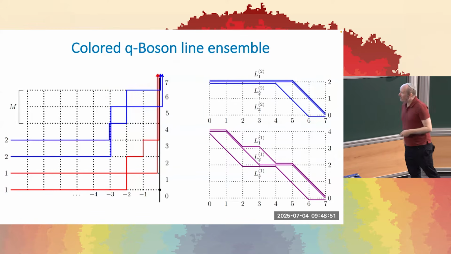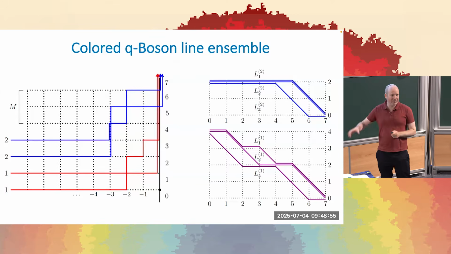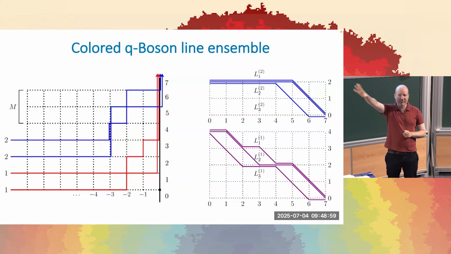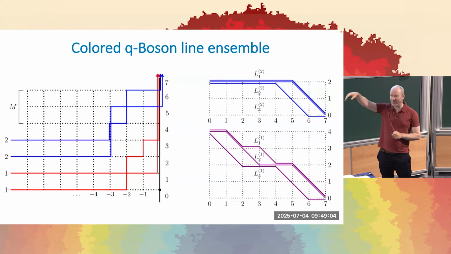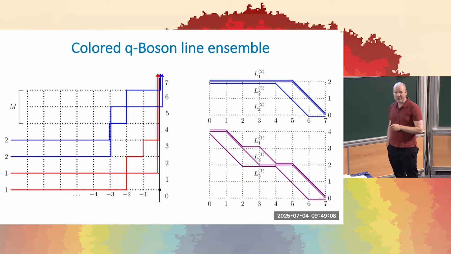Now, at this point, it's good to pause and say, what have we gained here, right? What we've done is we've taken a very, I would say, simple model, this colored stochastic 6-vertex model, and we've embedded its height function in an arguably more complicated model, which is this colored Q-boson model.